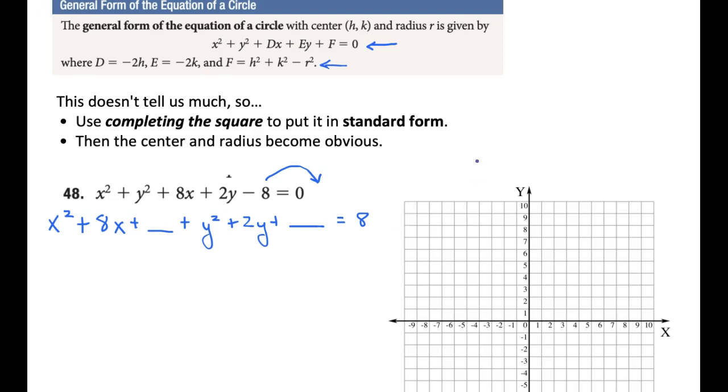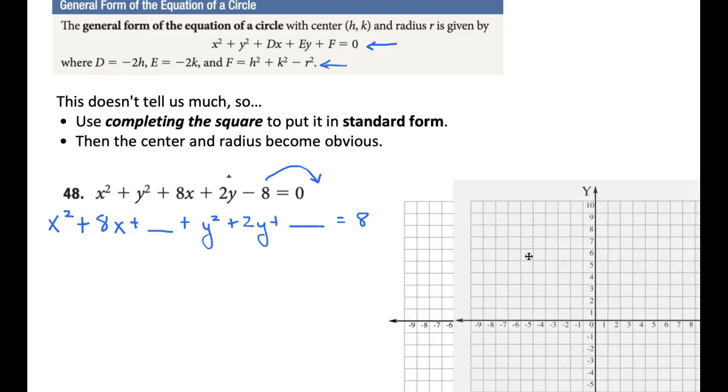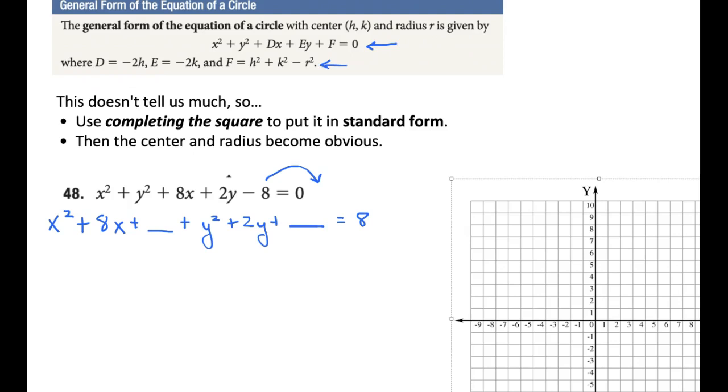Okay, so now I'm seeing that my graph is kind of in the way here. I'm going to scoot it over. All right, so now I need to add a couple of blanks here next to the 8 because we're going to be filling in the blanks on the left and we need to add to both sides. Okay, so I'm going to change colors so you can see what I'm doing here. So I'm going to take half, we're going to complete the square for the x's here, and then we're going to complete the square for the y's here. And when we do that, we have to add to both sides.